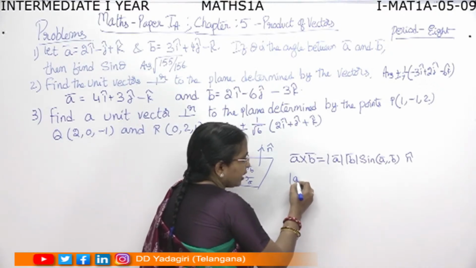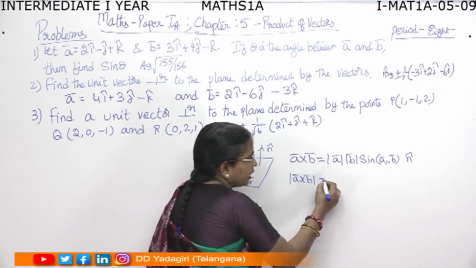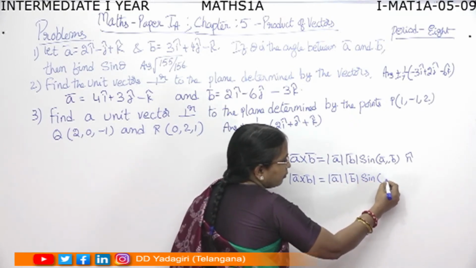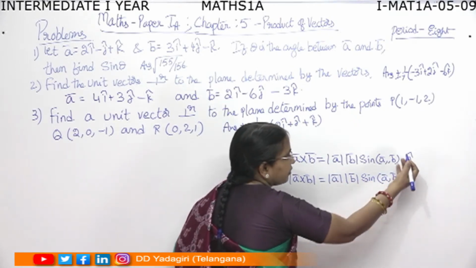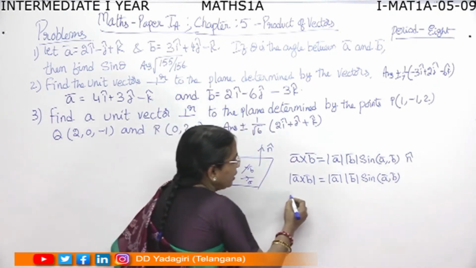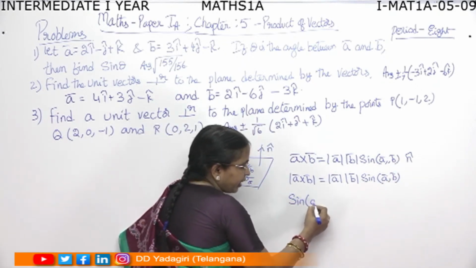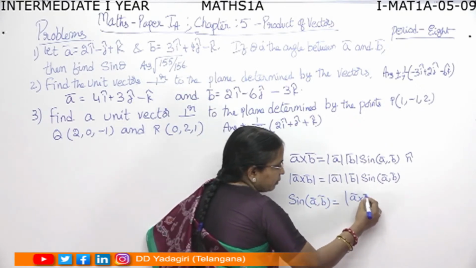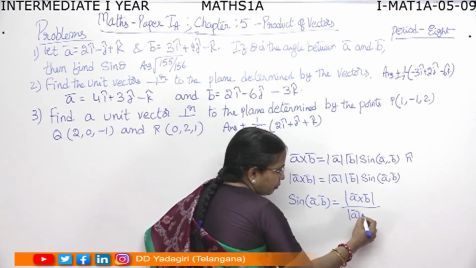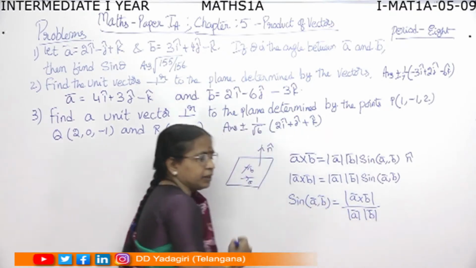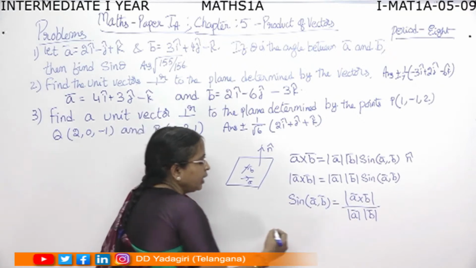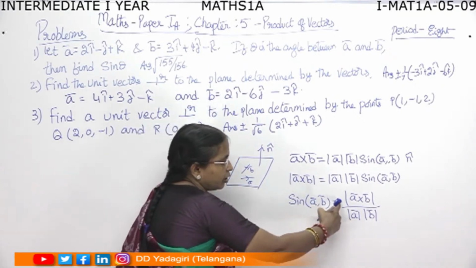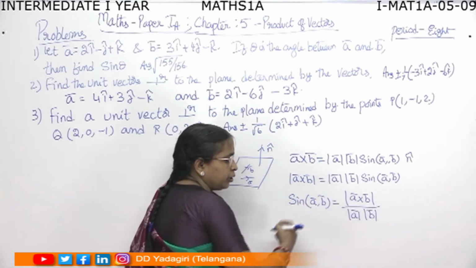And then we also have mod of A cross B. Mod A cross B is mod A mod B into sine of angle between A and B into mod of n cap, which is 1. This is one formula. Then we also learned the sine of angle between A and B formula as mod of A cross B by mod A into mod B. This is the sine theta formula. Sine of angle between A and B vectors. Formula is this, mod of A cross B by mod A into mod B.